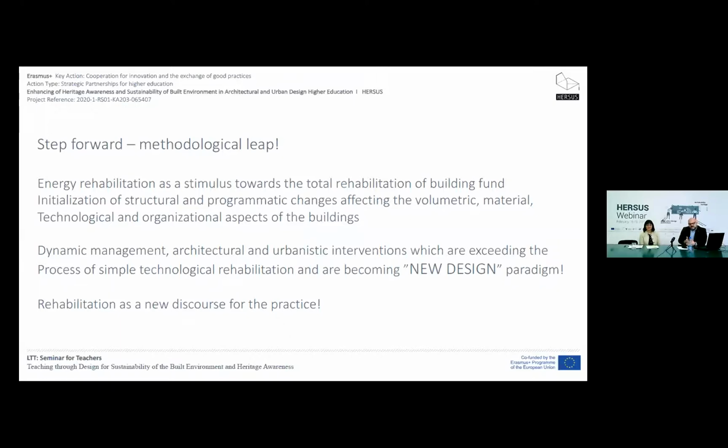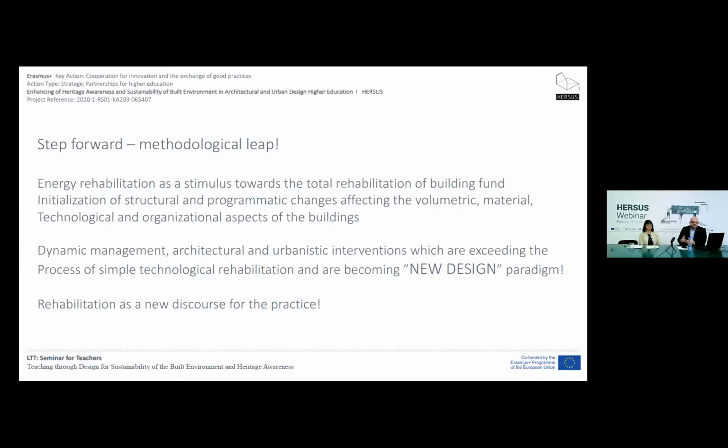Actually, dynamic management and architectural and urbanistic interventions are the potential. So the reconstruction is actually the new design, because we design only 1% of new buildings a year, meaning that we have to deal with the old ones. So our profession will have to turn itself towards reconstruction as a main challenge, both from the performance point of view, but also from the design point of view. So rehabilitation is actually the new discourse in our practice.